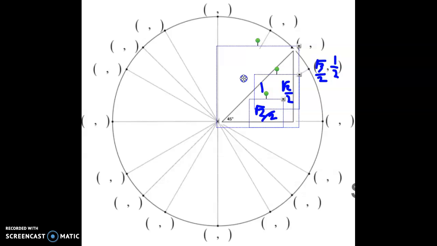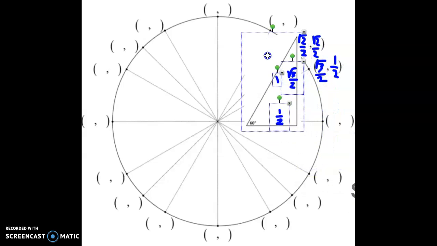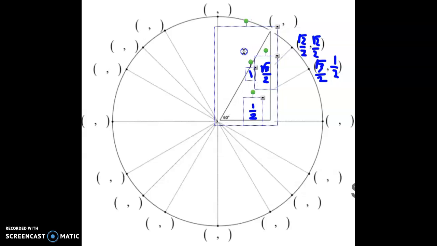You could also do it for the 45-45 triangle. Drag it over here, and you can see that the x value of that point is square root of 2 over 2. So you fill that in. And the y value is also square root of 2 over 2. And for the 60-degree triangle, if you bring it in, you can see that the x value of that point is 1/2. We would write a 1/2 in here. And the y value is the square root of 3 over 2.